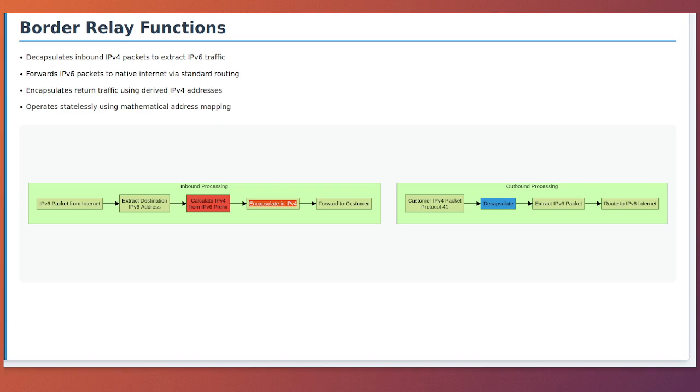The relays also need to be announced via anycast routing so that outbound traffic from customers naturally flows to the nearest available relay. Performance characteristics are important too. The relay must be able to handle high packet rates for encapsulation and decapsulation, and it should have minimal latency to avoid degrading the customer experience. Modern implementations often use specialized hardware or optimized software to handle these operations at line rate.